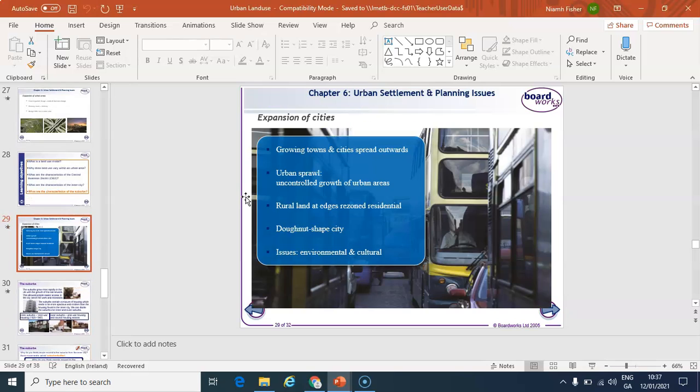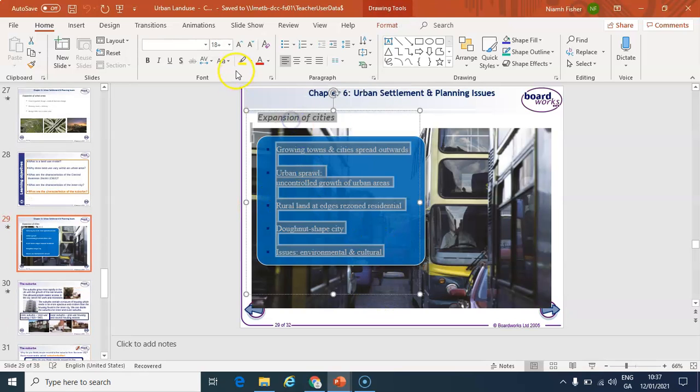I'm just going to change that font because it's very hard to see. Maybe that might be easier. Let's see.